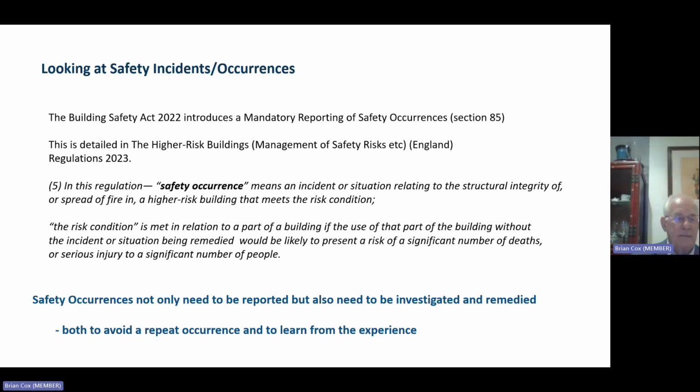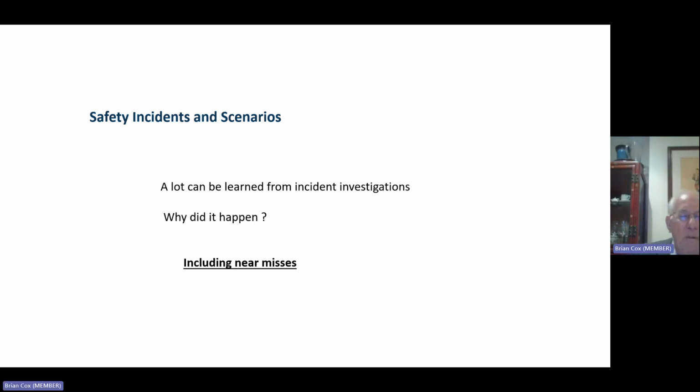The risk condition is met in relation to a part of the building if the use of that part of the building, without the incident or situation being remedied, would be likely to present a risk of a significant number of deaths or serious injury to a significant number of people. So what this means is safety occurrences not only need to be reported, they must also be investigated and remedied, both to avoid a repeat occurrence and to learn from the experience. A lot can be learnt from incident investigations. Why did it happen? Including near misses.